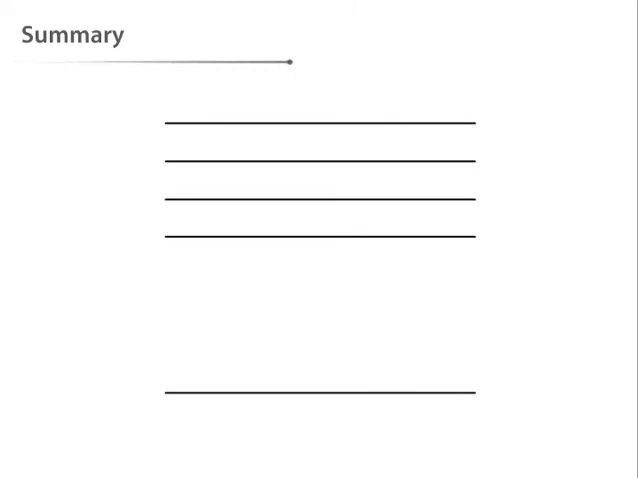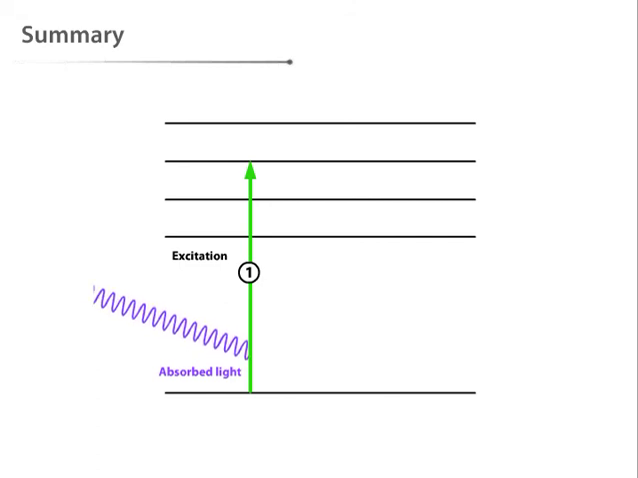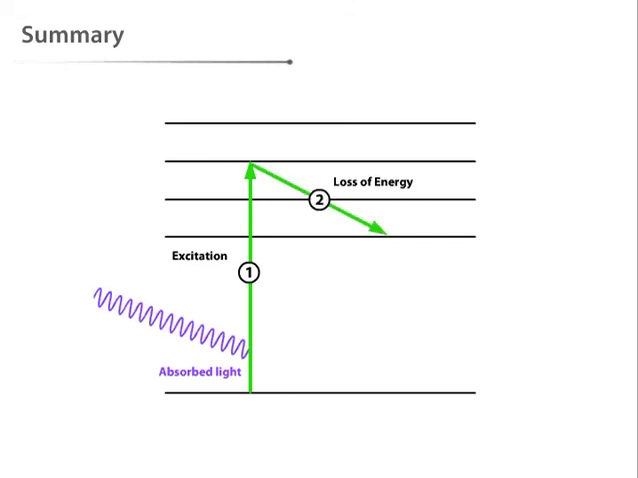The cyclical fluorescence process can be summarized as: 1. Excitation of a fluorophore through the absorption of light energy. 2. A transient excited lifetime with some loss of energy. And 3. Return of the fluorophore to its ground state, accompanied by the emission of light. The light energy emitted is always of a longer wavelength than the light energy absorbed, due to the energy lost during the transient excited lifetime, as shown in Step 2.